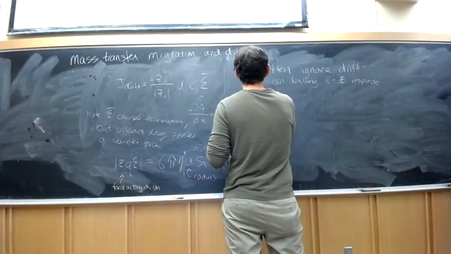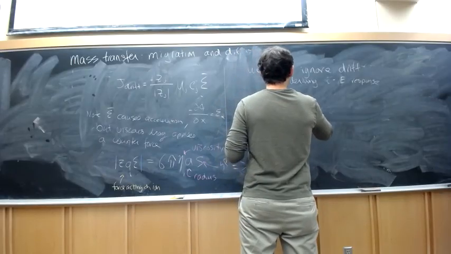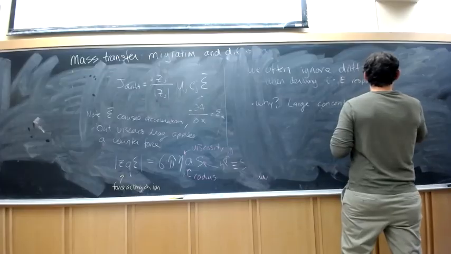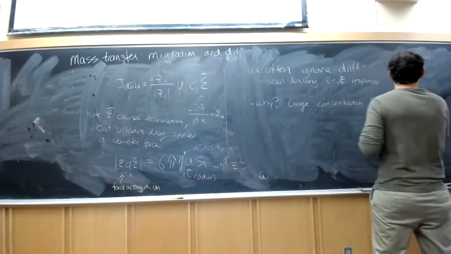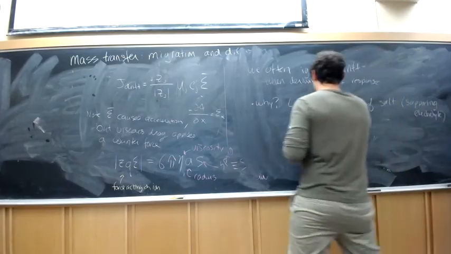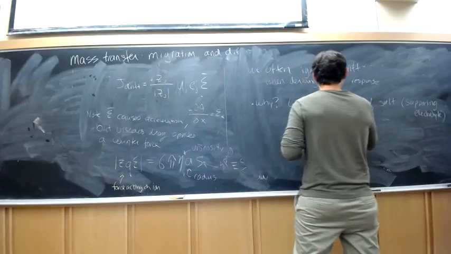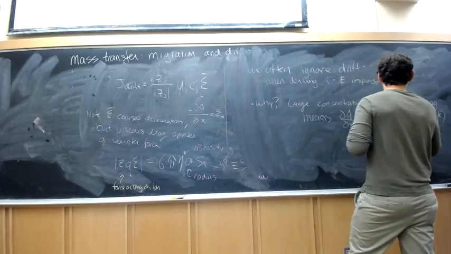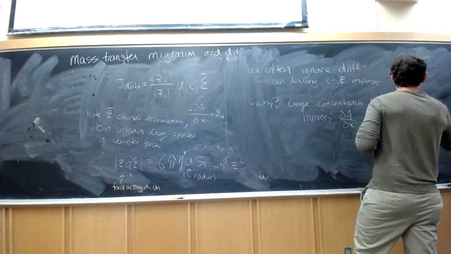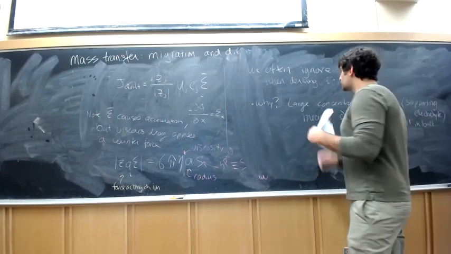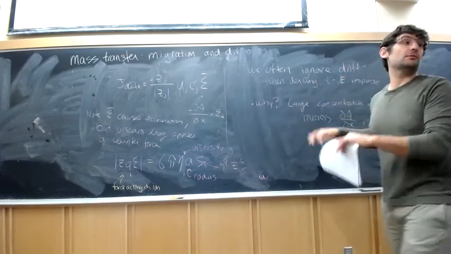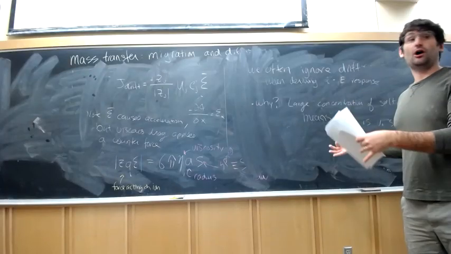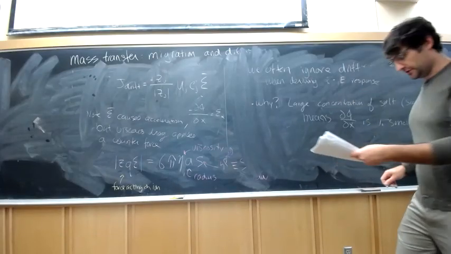So this is because a large concentration of salt, or we call it supporting electrolyte, means the d phi dx is very small in the bulk. It only really changes a lot near the electrodes. And so this is a good assumption when currents are small and you have large concentrations. It's a bad assumption when currents are large or you have low concentrations.